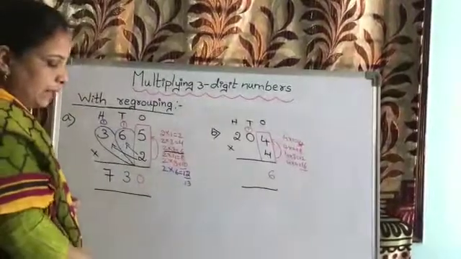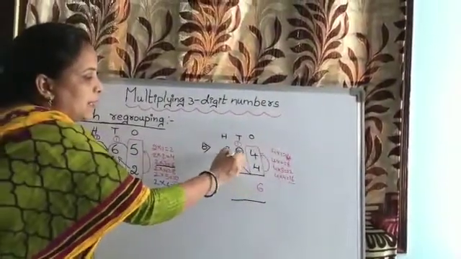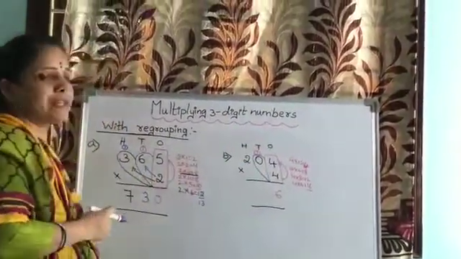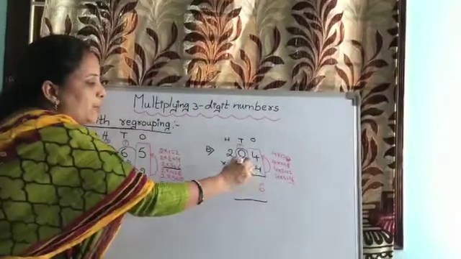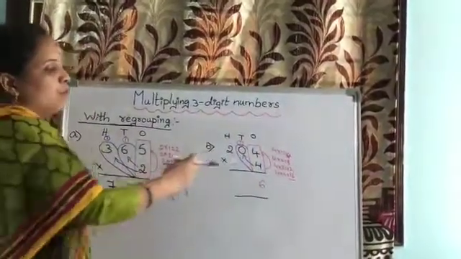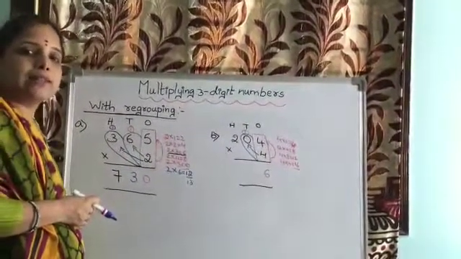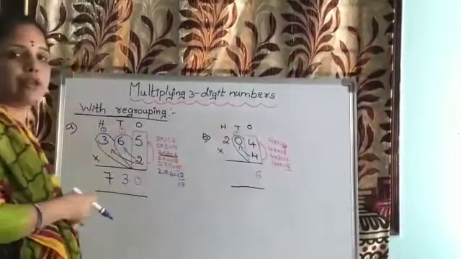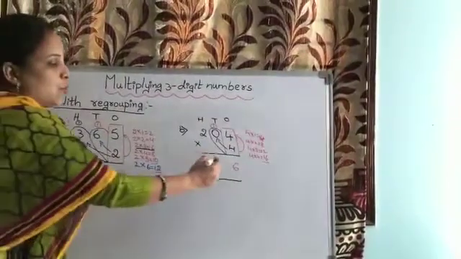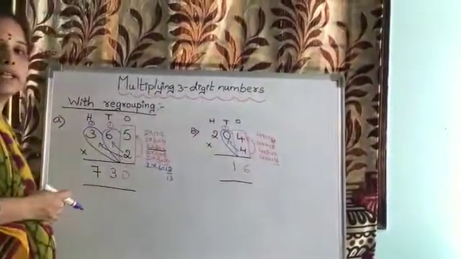Now after completing ones place digit, we have to multiply the number with tens place digit. That means 4 into 0. So 4 into 0, you know, no, children? 0 is the answer. Now add 0 and carry over. 0 plus 1 is 1. So in answer, we can write directly 1 here.